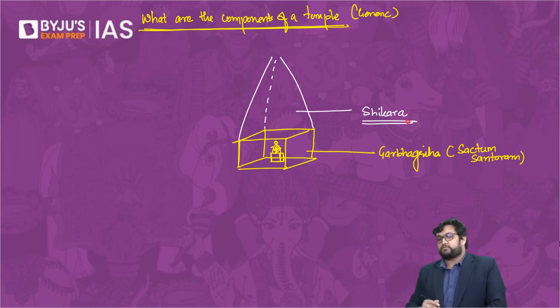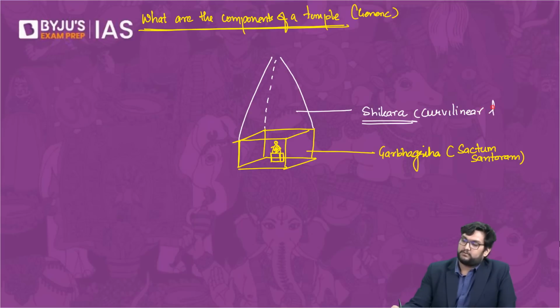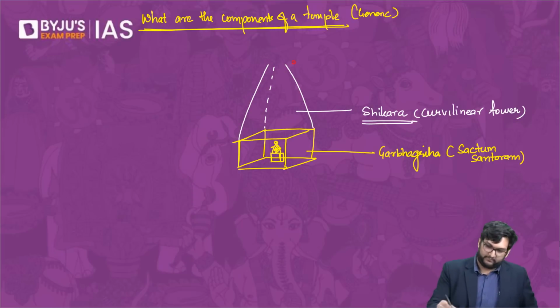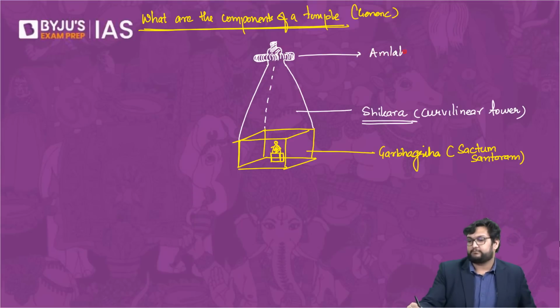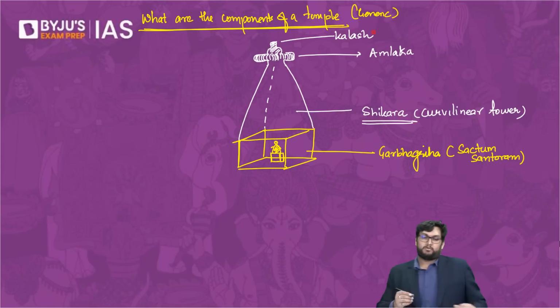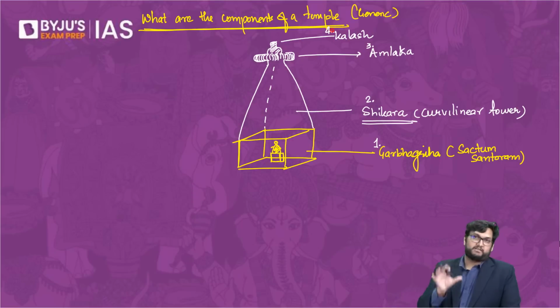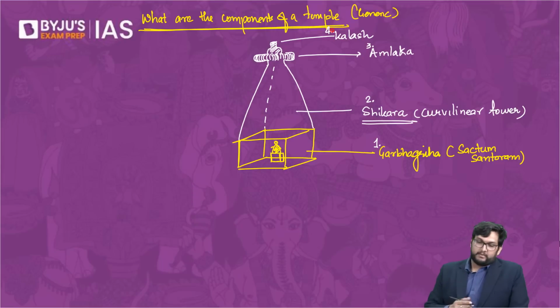Shikhar, which is called the curvilinear tower. Curvilinear tower. Then it is topped by what is called the amlaka and the kalash. Kalash is mostly to have auspiciousness. And this is the main structure, but this does not make the temple itself. The shikhar is mostly a solid structure, very rarely hollow.